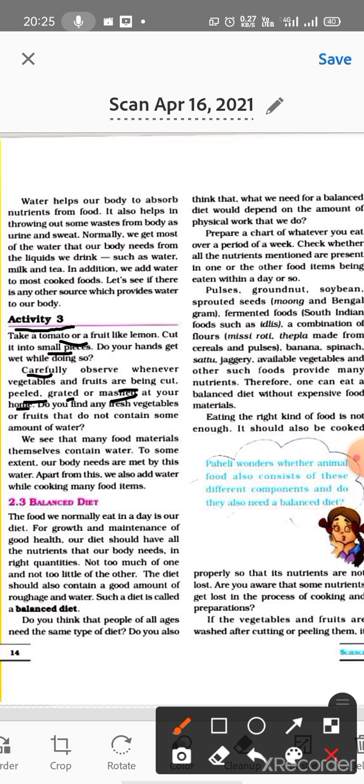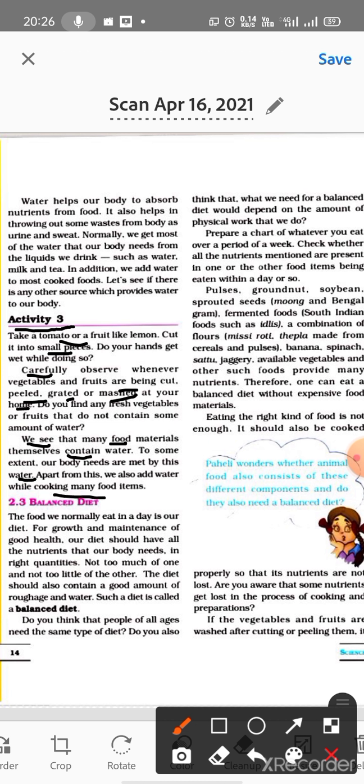Do you find any fresh vegetable which does not contain any water? We see that many food materials themselves contain water. To some extent, our body needs are met by this water. Apart from this, we also add water while cooking many food items.